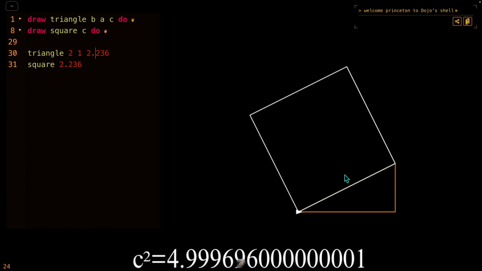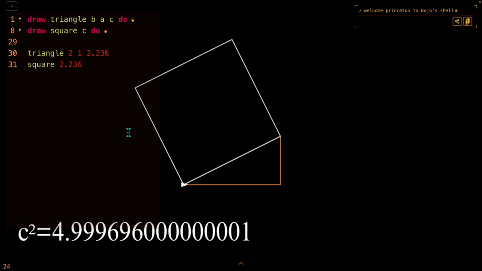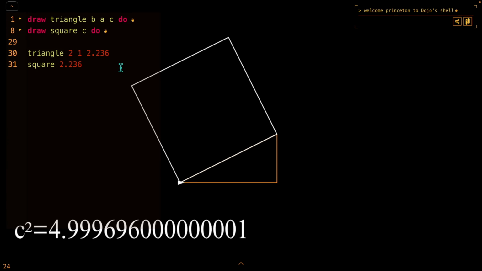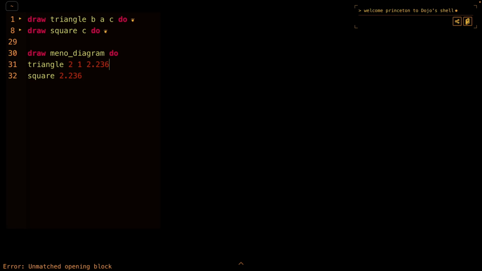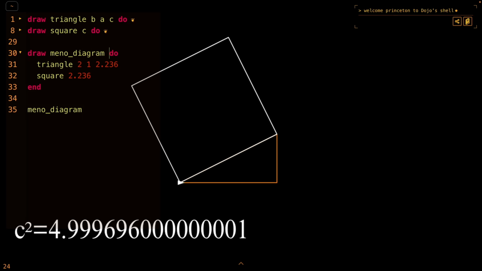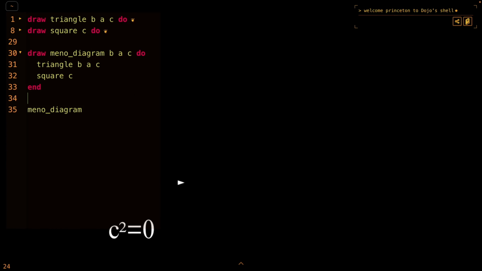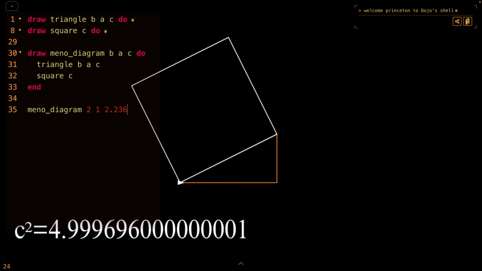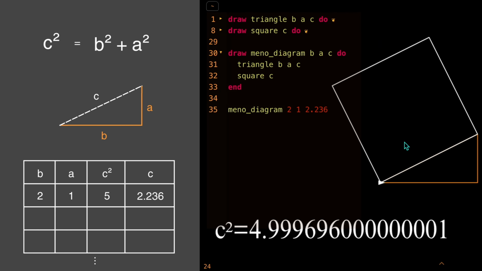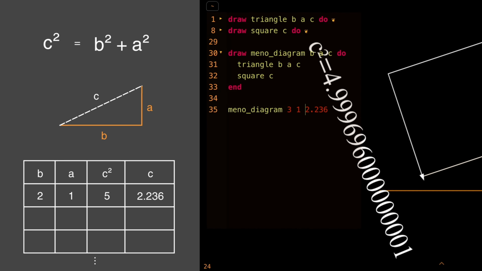Since both the square and the triangle share the same variable c, we could further combine these two commands into just one command called Meno Diagram. That way, we only have to input the variables b, a, and c once for the diagram to change. Now, we're all ready to continue our drawing.